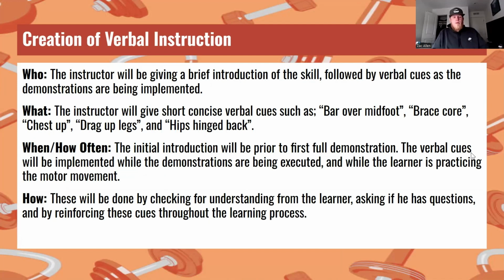So for the creation of our verbal instruction, we have the instructor. He's going to give an introduction of the skill and explain the verbal cues that go along with it, which in this case are bar over midfoot, brace core, chest up, drive up the legs, and then hips hinged on the way back down.